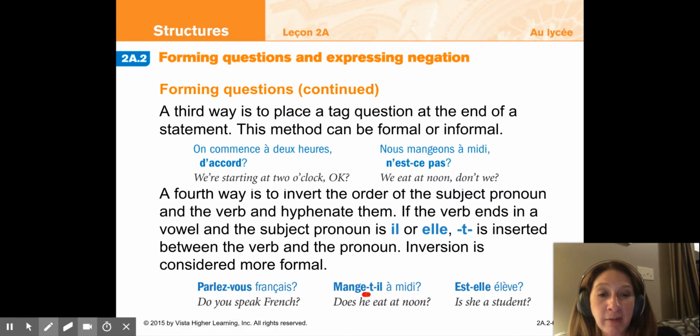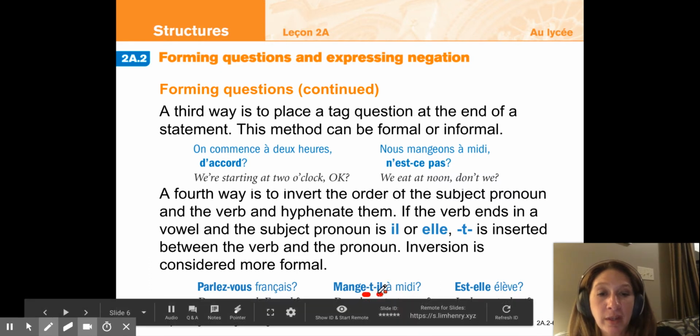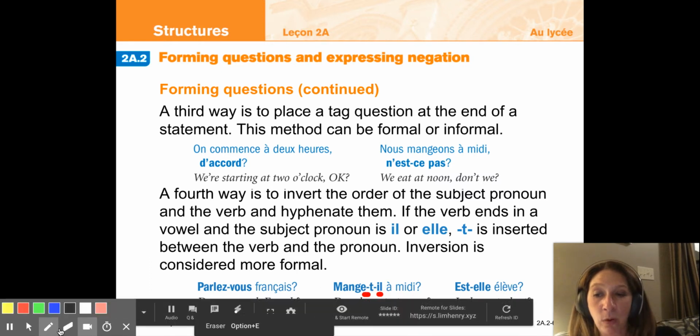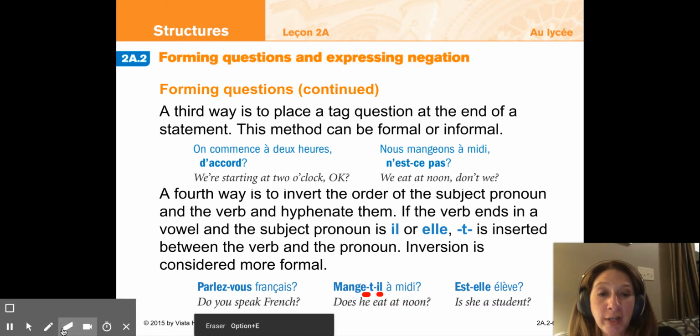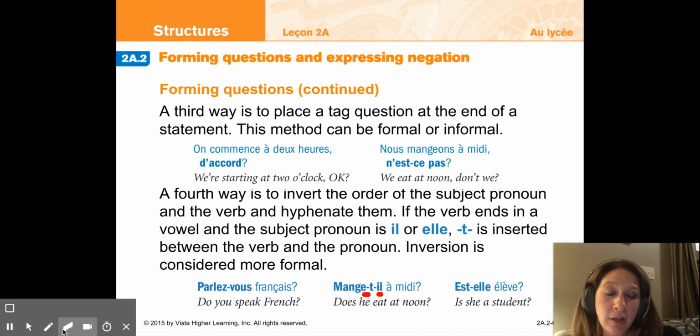If the verb ends in a vowel and the subject begins with a vowel, then you're going to stick this, what I joke about is the dash T dash. You're going to stick a dash T dash in there. The dash T dash doesn't mean anything. It is literally just for pronunciation purposes, because the French, as you've noticed, don't like to stick two vowels together. So you would say mange-t-il à midi, and the dash T dash is just so they don't have to have the two vowels next to each other.